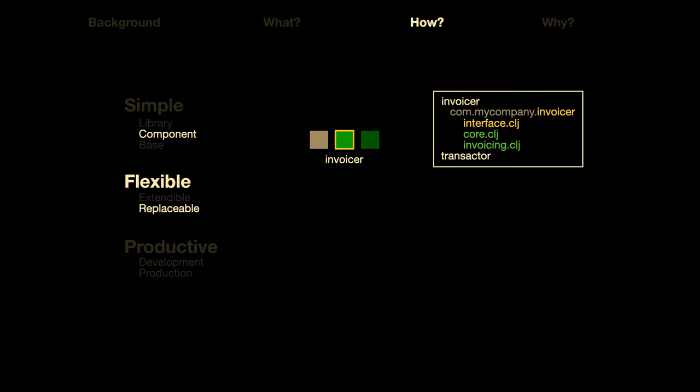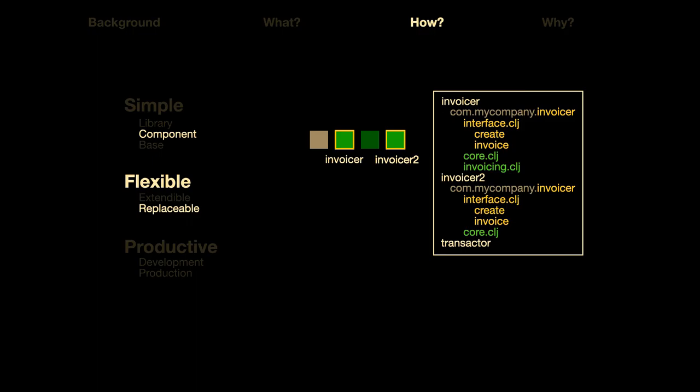Components, we said, are replaceable also. And how that works is that if we add one more component here, Invoicer 2, it's a really great name, and that component uses the same interface with the same set of functions, then if we have a project, it could be a service, for example, that uses Invoicer, we can just replace that component with Invoicer 2 without the surrounding code noticing any difference. So that's where we get this Lego-like feeling of working with Polylith.